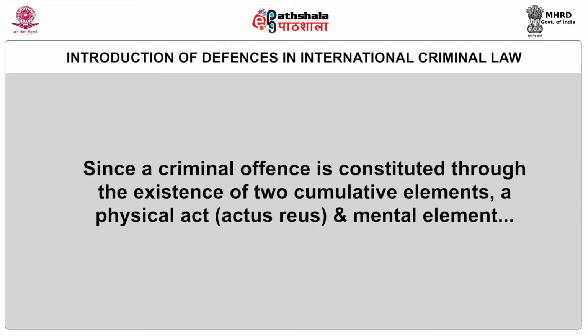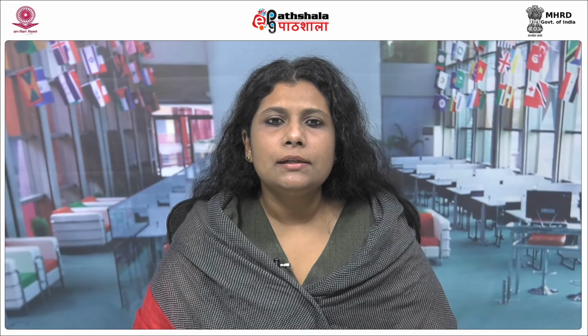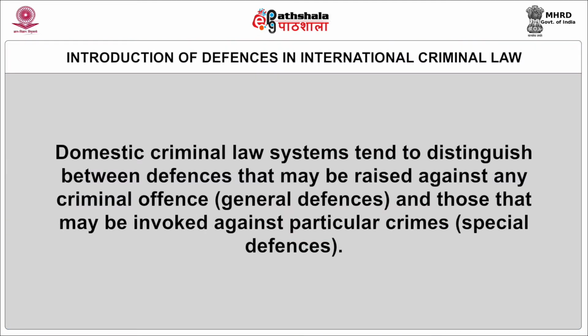Since a criminal offense is constituted through the existence of two cumulative elements, that is the physical act or actus reus and the mental element or mens rea, the claim of defense would only succeed if either of these two elements were to be disproved. How does one go about disproving either of these two elements? Domestic criminal legal systems tend to distinguish between defenses that may be raised against any criminal offense, that is general defenses, and those that may be invoked against particular crimes, that is special defenses.